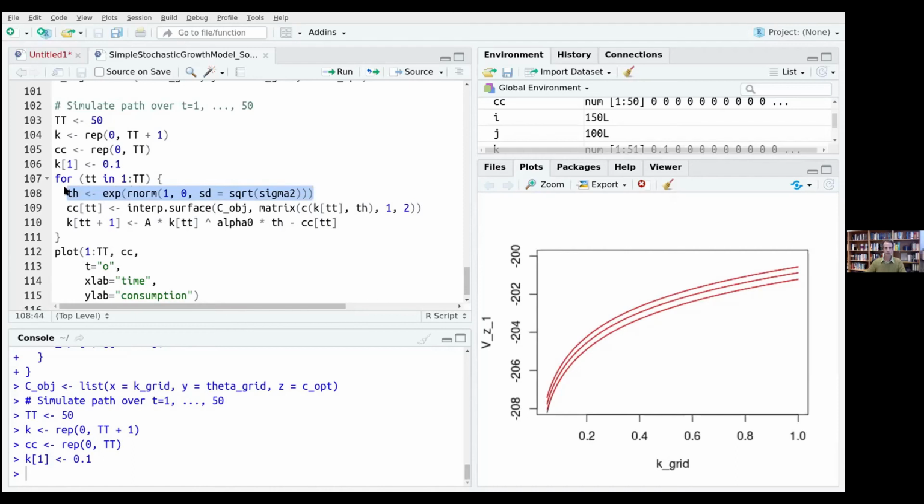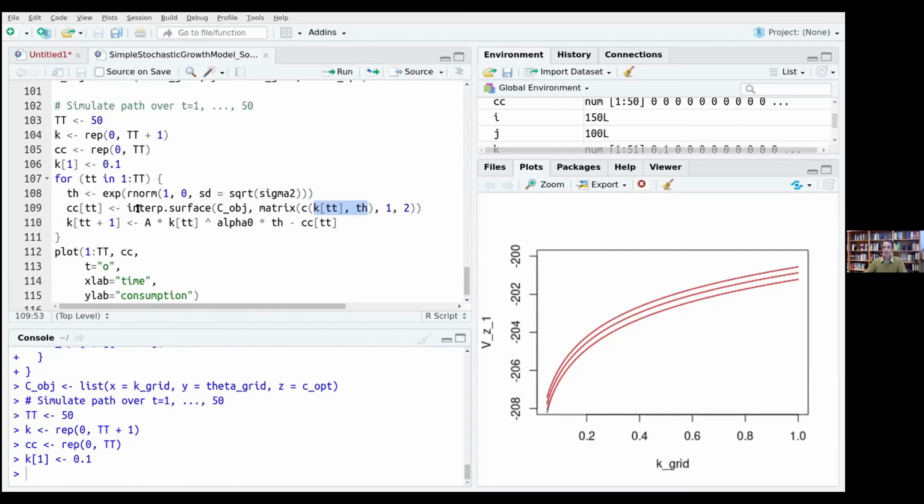So this is done here. So we draw the technology level. We compute the optimal consumption in period T by looking at the optimal consumption policy function, which is the object that we just computed. We use linear interpolation for the current level of capital stock and the current level of technology.